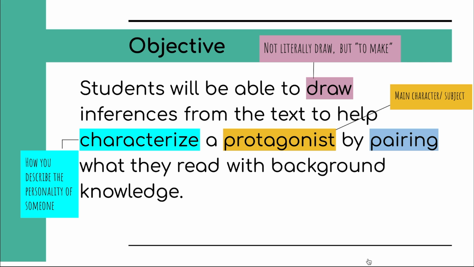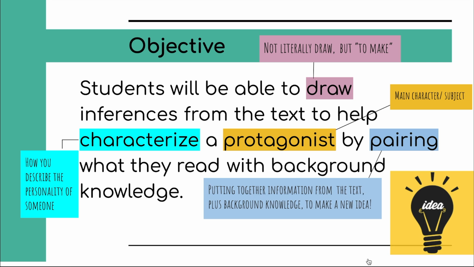And then last but not least, the word pairing. When we say pairing, we mean putting together information from the text plus our background knowledge. That's how we make a new idea. So in order for us to characterize or come up with character traits for our main character or subject of the text, we have to put together some information from the text plus background knowledge about character traits. This will help us form new ideas about the personalities that we are reading.